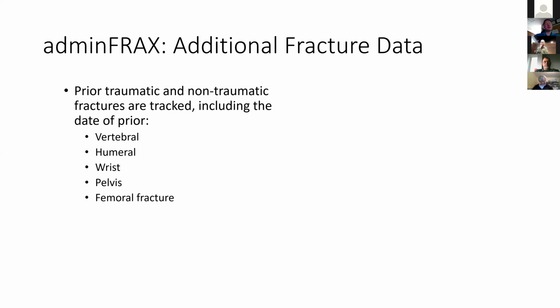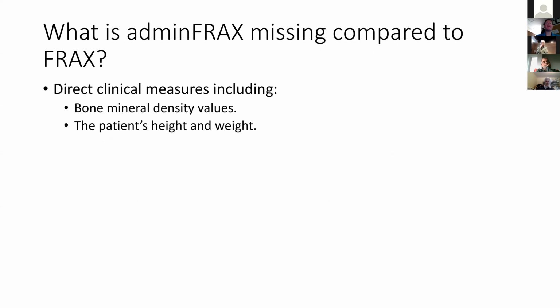So the other beauty of it is I was able to predict all independent fracture types. So this includes vertebral, humeral, wrist fracture, pelvic fracture, femoral fracture, and then there was also just a fracture category called other, which is just a grab bag of fractures.